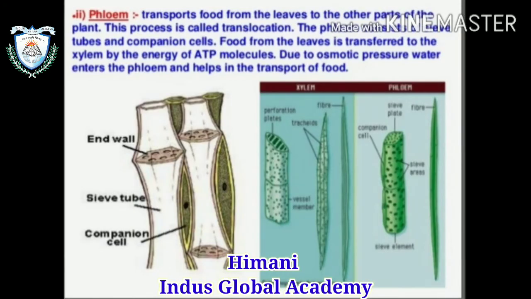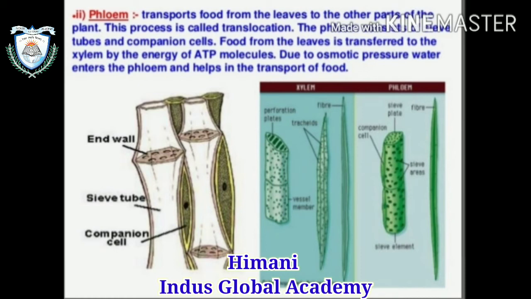Now phloem. I told you that xylem transports water and minerals from roots to other parts of the plant. So phloem transports food from leaves to other parts of the plant. Okay, so this process is called translocation. And the phloem consists of sieve tube and companion cell, but the xylem consists of tracheids and vessels.